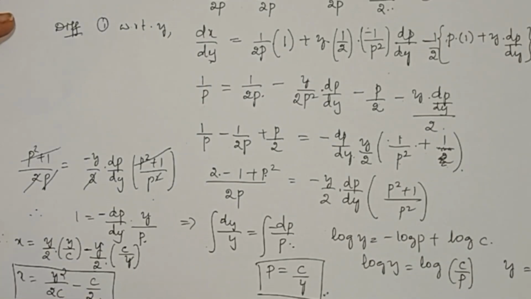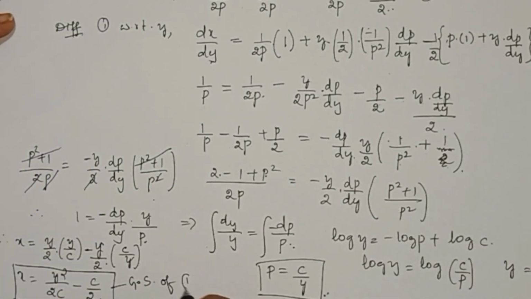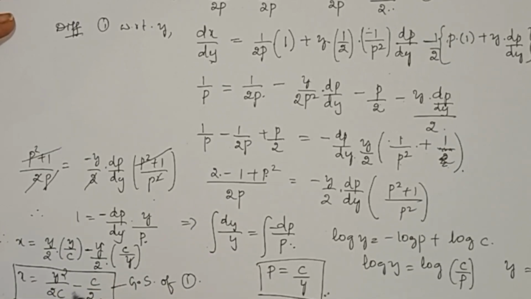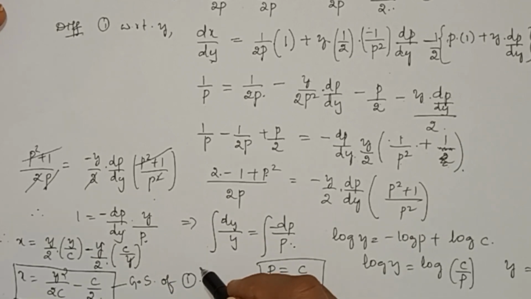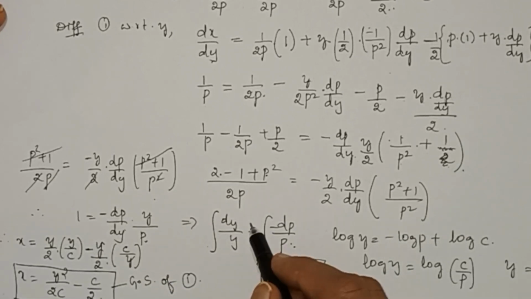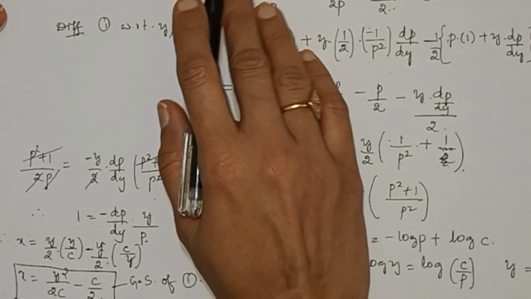Therefore, you will get the general solution. This is the general solution of equation 1, which is in terms of x equal to y square by 2c minus c by 2. So this is how we solve a first order nonlinear differential equation that is solvable for x.